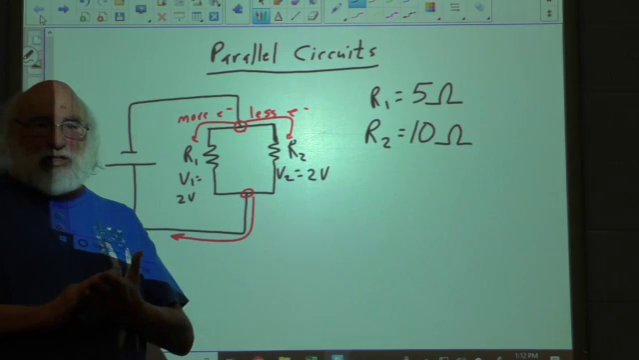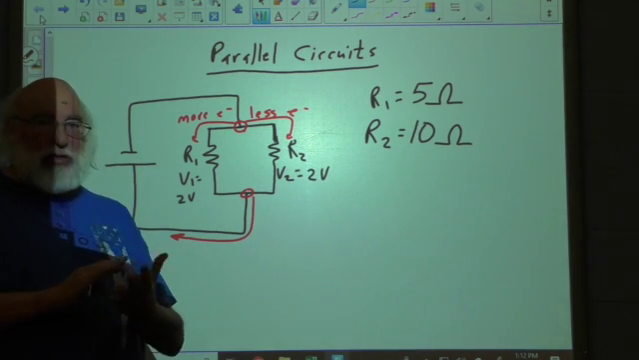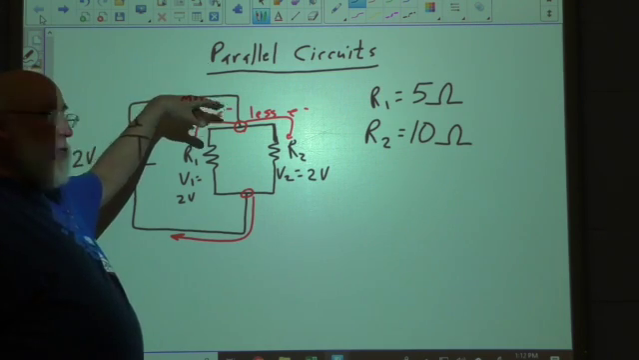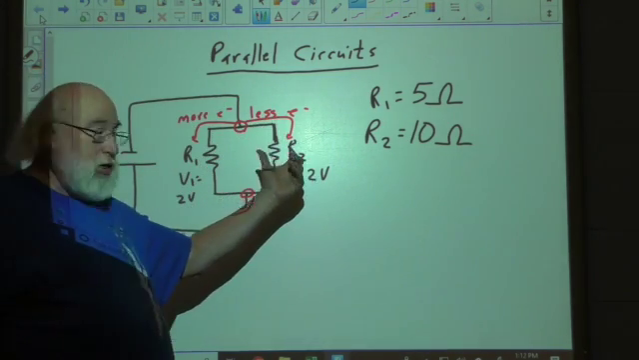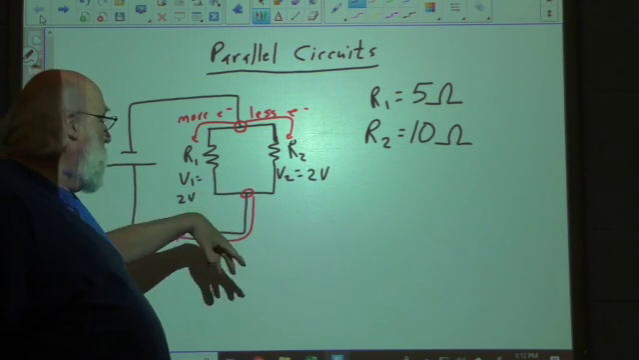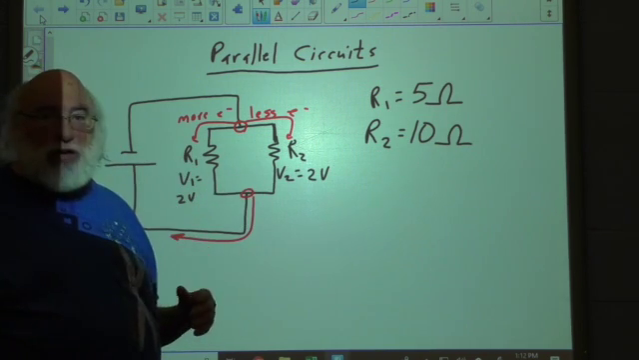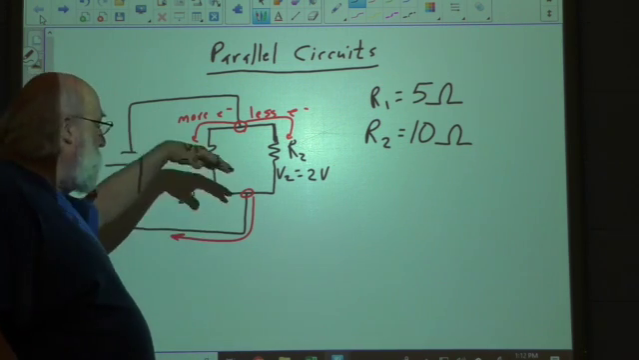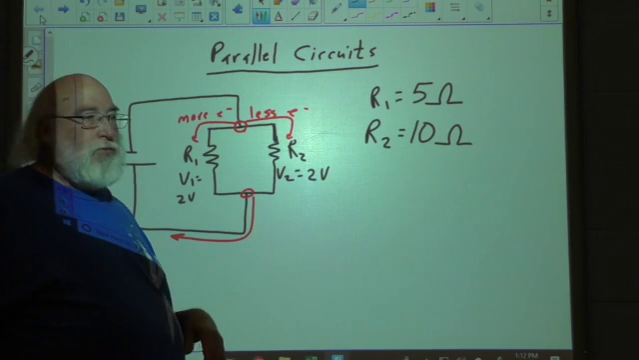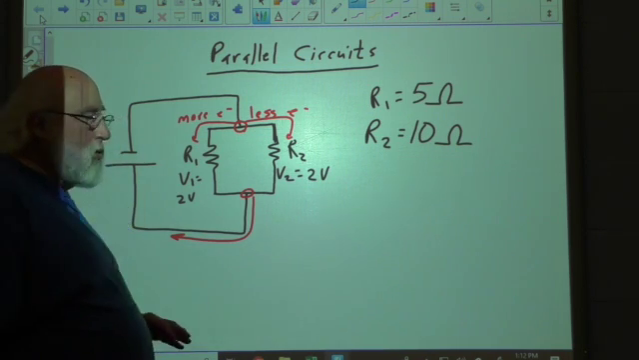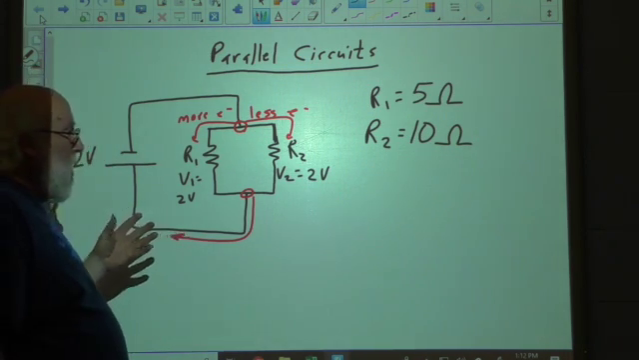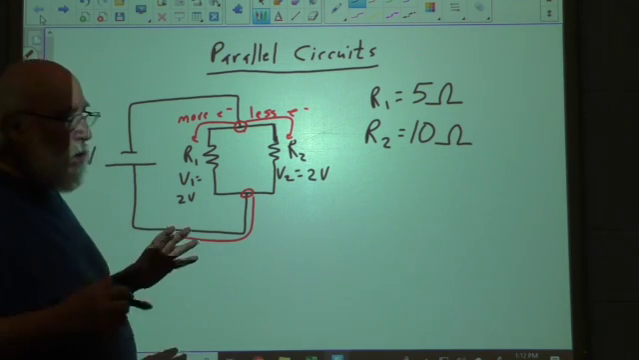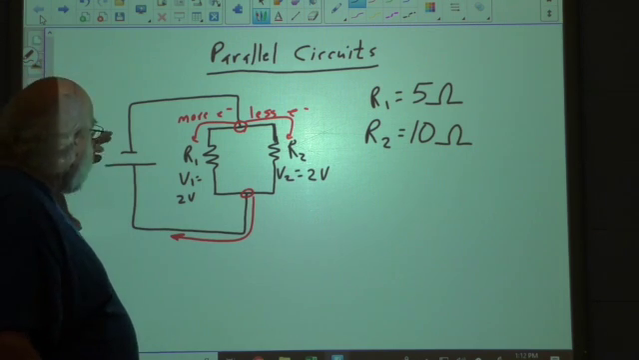Right, so we've already discussed series circuits. Series circuits had the electrons going through all the resistors, and we used Ohm's law, V equals IR, to calculate the currents involved for each system. So a parallel circuit is a situation where the electrons are going here.